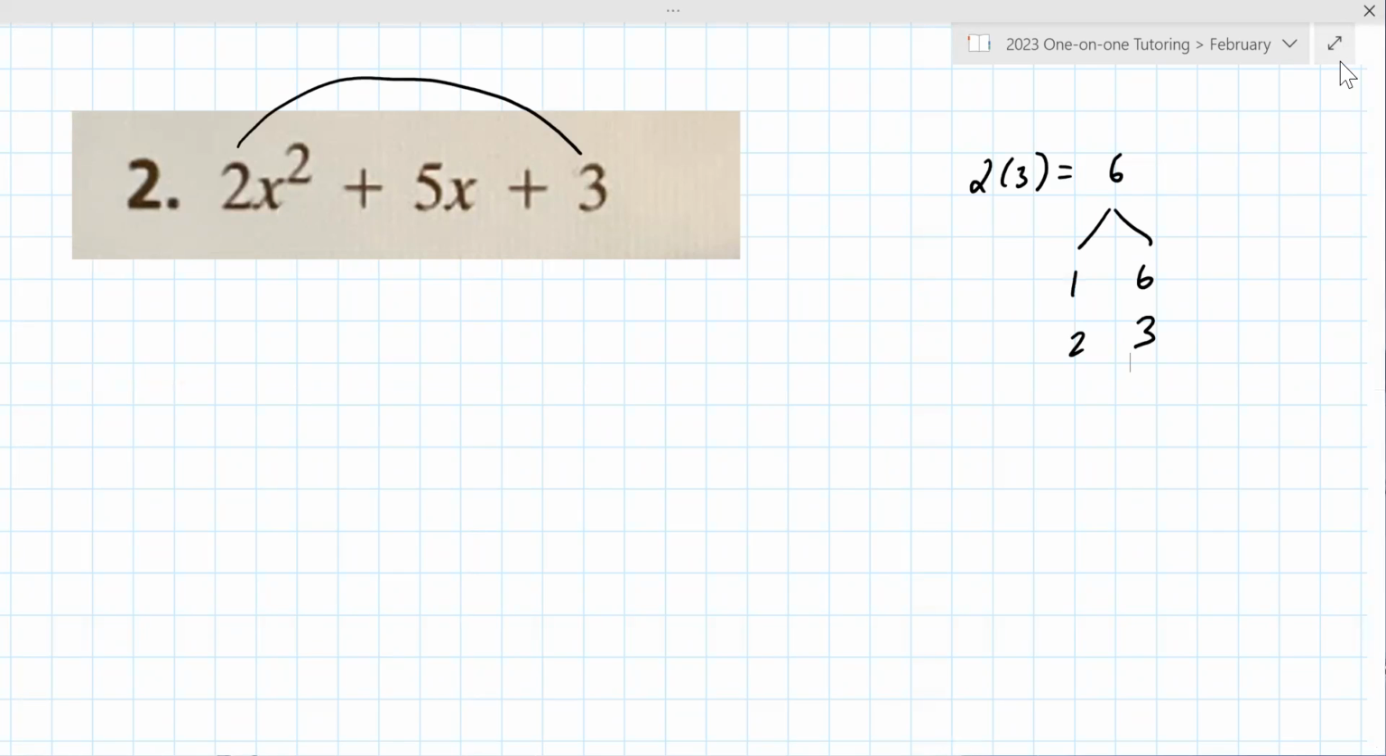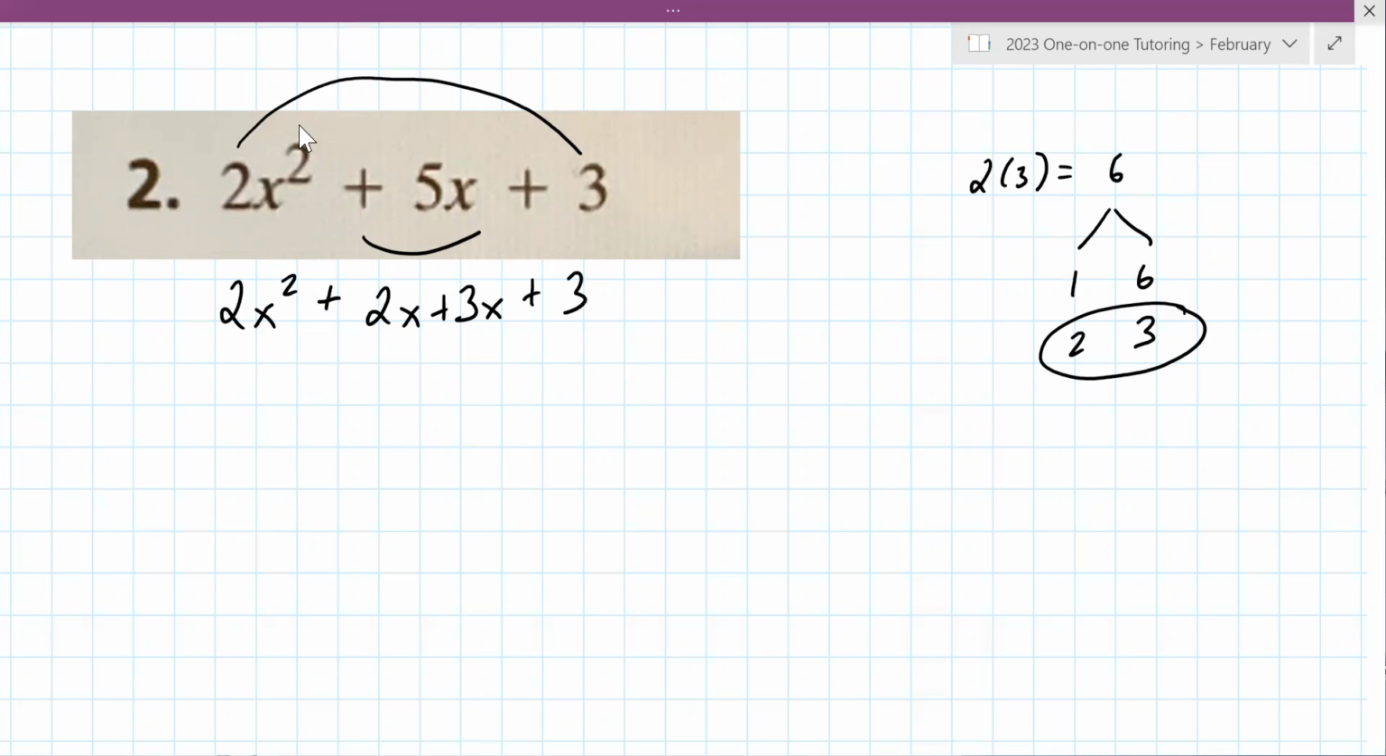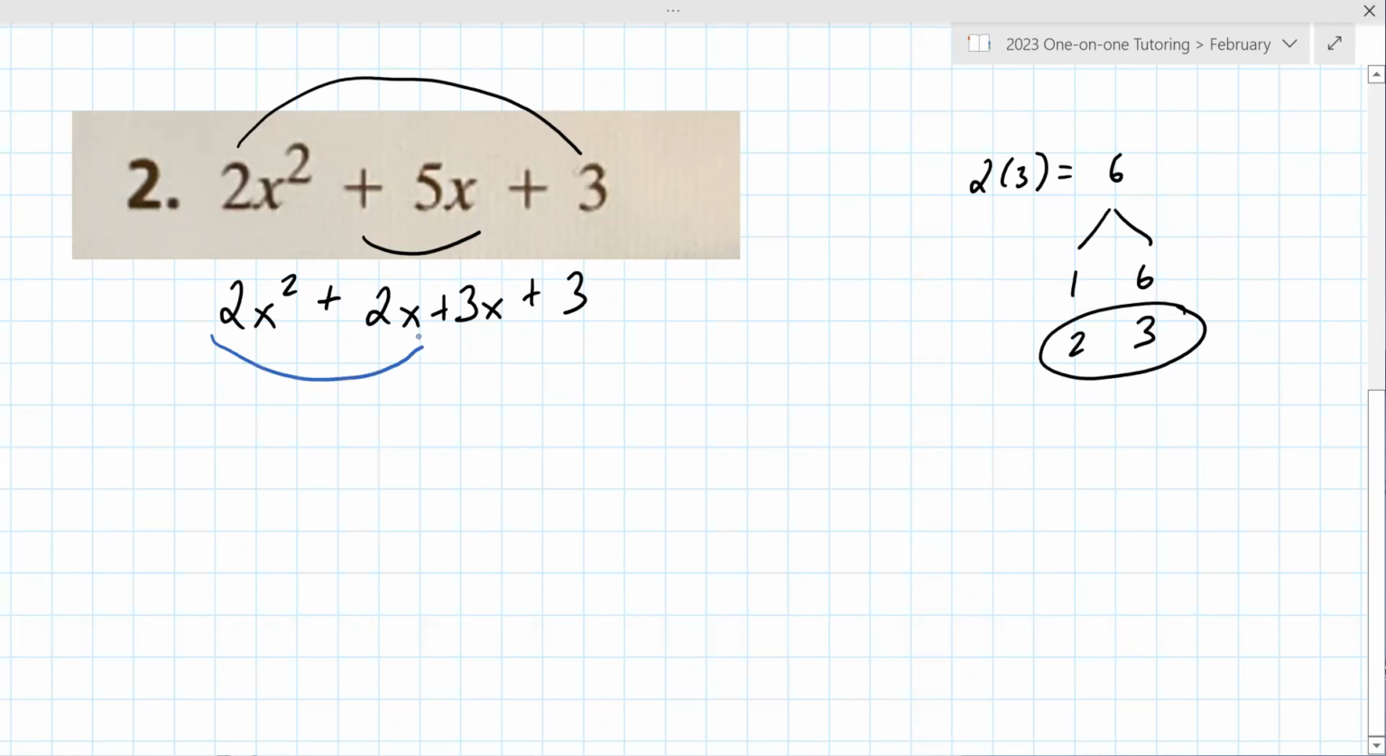Okay. So the one that adds up to 5 is this one right here. So this 5x is going to become 2x plus 3x. Bring the other terms down. And again, you look at the first two. First two, what is the GCF? It's the same as the last problem. 2x. So can you tell me what goes in parentheses?